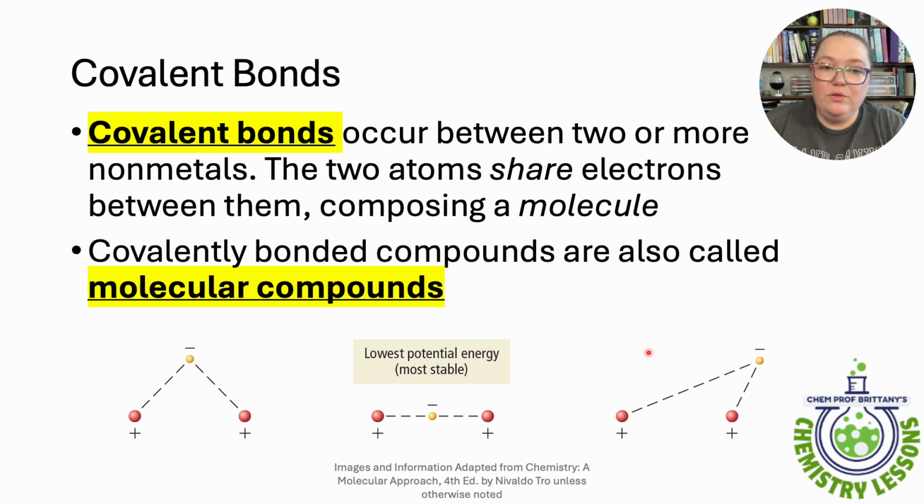The most stable, the lowest potential energy, is where the shared electron exists in that space in between the nuclei. It's not out here in space or over to one side. It exists here in the middle. So we have an atom, another atom, and then the shared electron exists in that space in between.